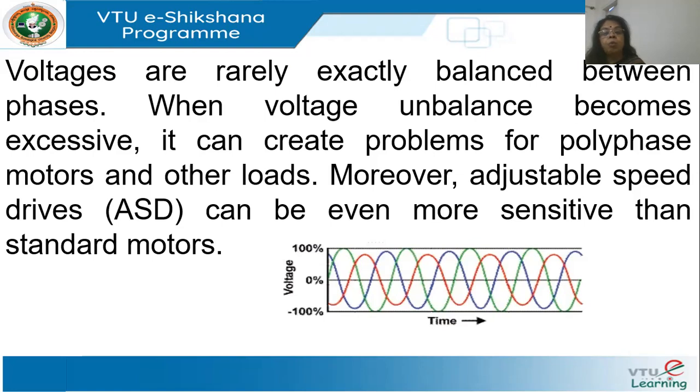But when the voltage unbalance becomes excessive, it can create problems for polyphase motors and also some loads. And equipment like adjustable speed drives, ASDs, they're called, can become even more sensitive than standard motors, which are started the conventional way. So, though I operate the system with a small amount of unbalance all the time, I should not let the unbalance go above a certain limit where it can damage the equipment. So you just see here, I've put a plot. I have R, Y, B. If you look at it, the voltage magnitudes of all the three phases are slightly different.